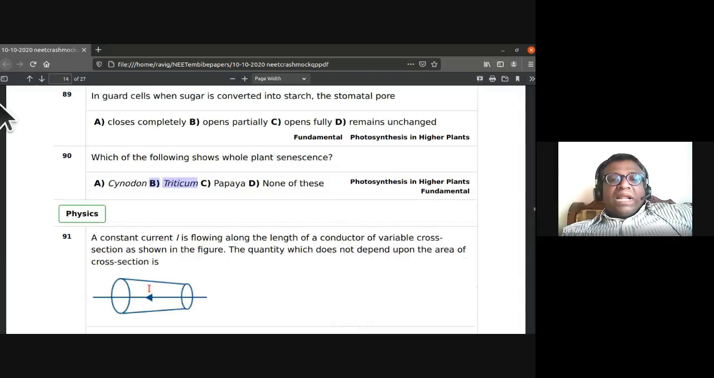Okay, so that completes our discussion for today's paper. Any doubts or clarifications that you have, dear students? Any doubts? Simple paper.